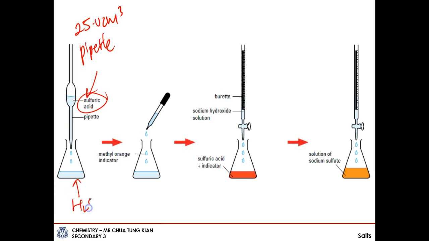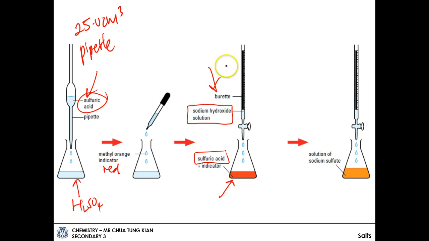So now the conical flask contains H2SO4. I add in some methyl orange indicator. What do I see? Methyl orange is red in acid. Okay, it's red in acid, so I will see a red color solution. Now I must react my sulfuric acid with my sodium hydroxide. So I need to use a suitable apparatus to control the volume of hydroxide added. In this case, I use this thing which I call a burette. The burette allows me to add the NaOH solution drop-wise.